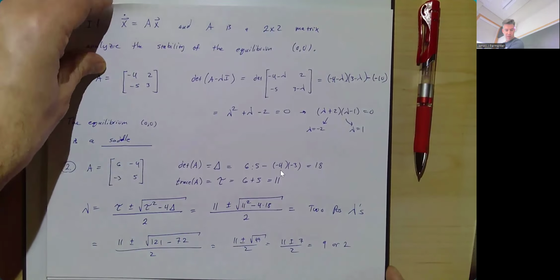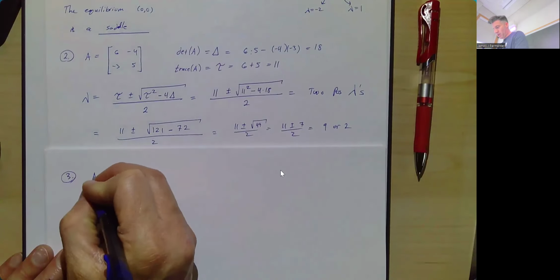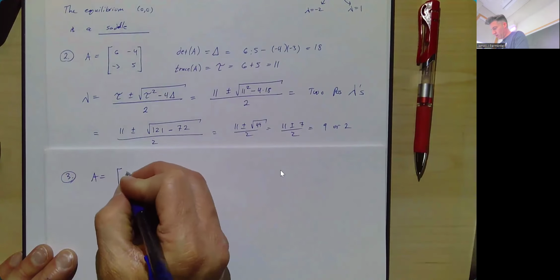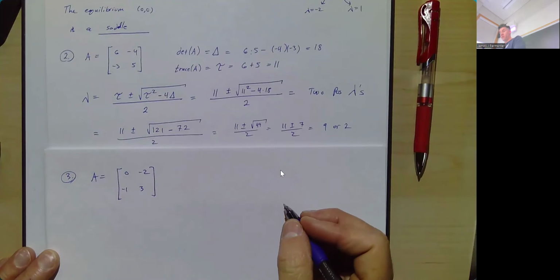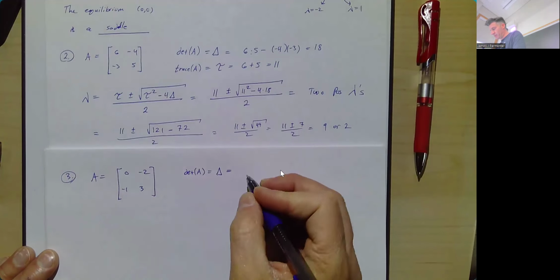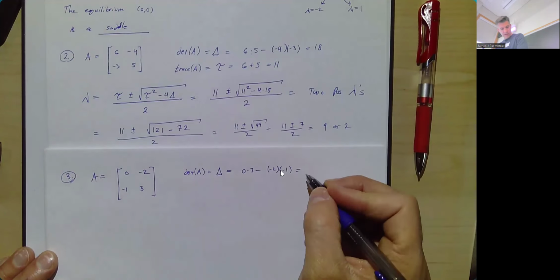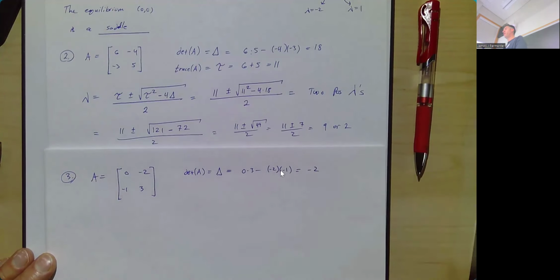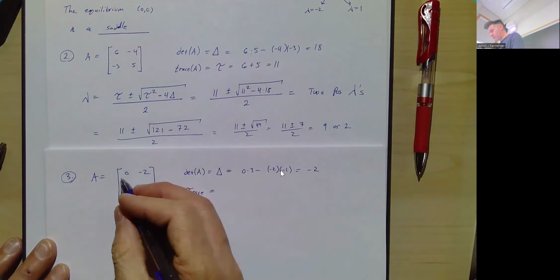Let's look at the next example here, which is going to be A equal to the matrix 0, -2, -1, 3. So let's find the determinant and the trace of A. So the determinant of A, delta, is 0 times 3 minus -2 times -1, which is -2. Fun fact, I know for sure I'm going to have a saddle, and I'll show you why. So let's find the trace. The trace is equal to 0 plus 3, just 3.